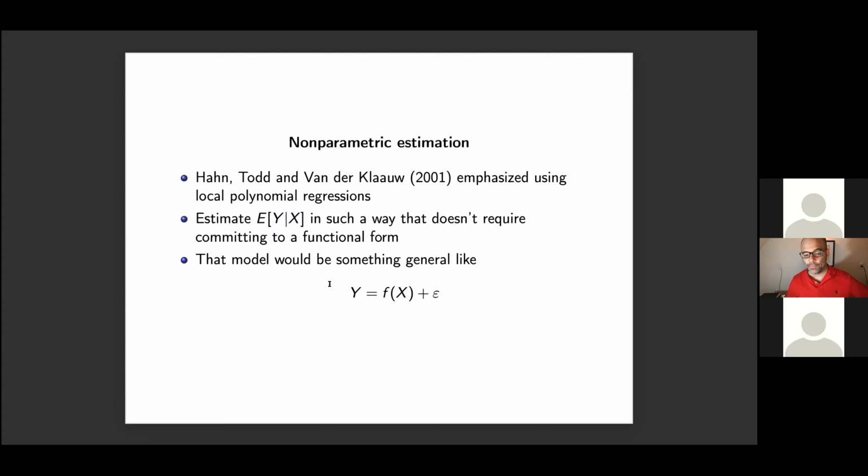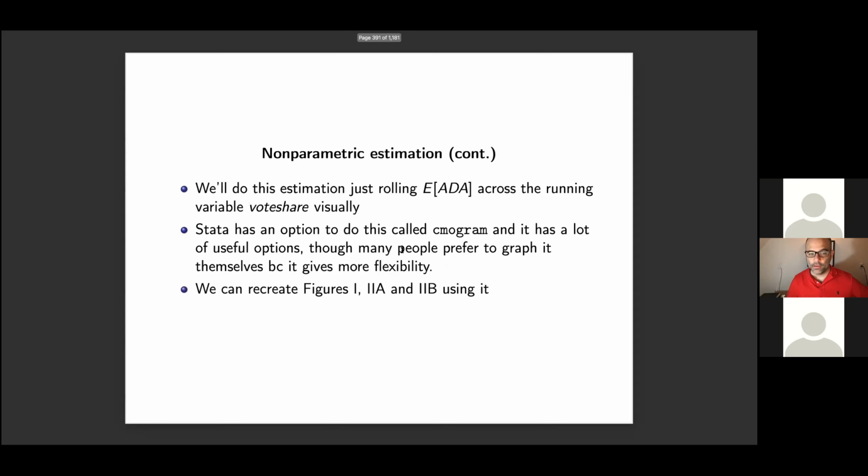So that model would be something like this. We're going to look at that, so we'll do this visually. We're going to estimate the average liberal score across the running variable. It's just going to be taking averages for certain bins. Now, my students have programmed it in R so that it'll run in R.